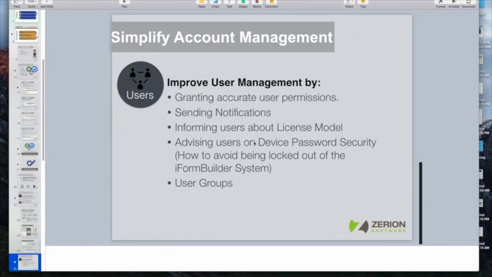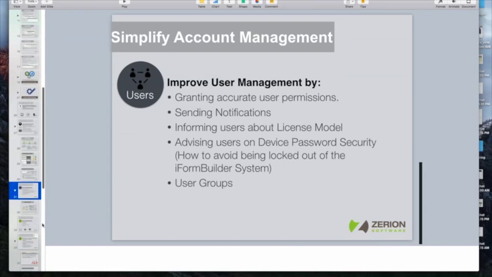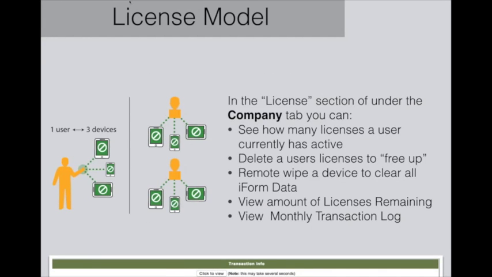Informing your users about this license model is also really important. We talked about how they can be locked out of the iFormBuilder system, so you want to make sure that doesn't happen. For the user model, each username can be logged into up to 3 different devices at any given time. So that means I can log into my iPad, my iPhone, and maybe my tablet, but if I try to log into my Samsung and I don't log out of those other devices, that's when I receive the error message telling me maximum number of licenses reached, contact your company admin. So I want to avoid that at all times.